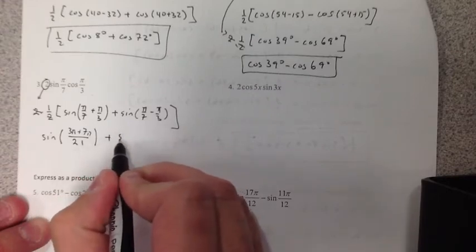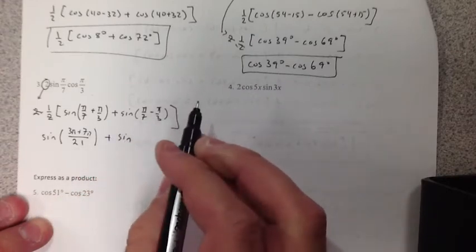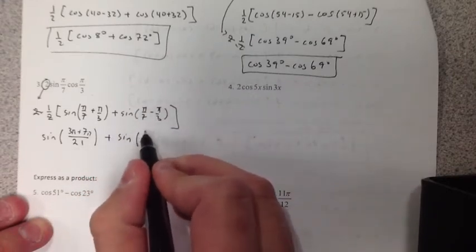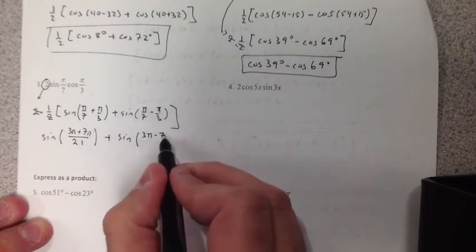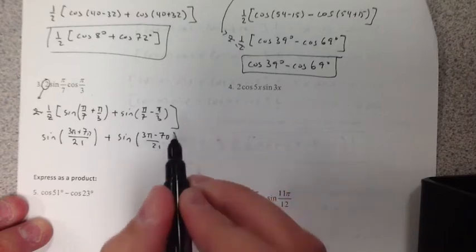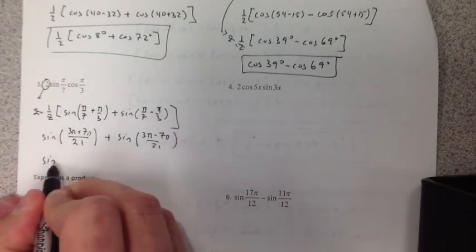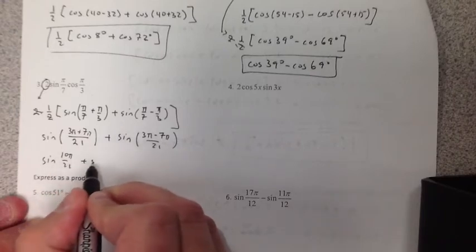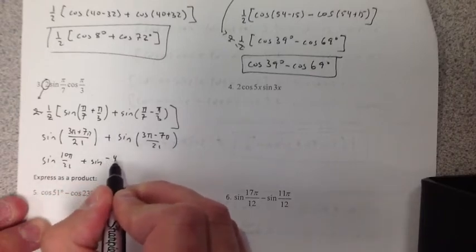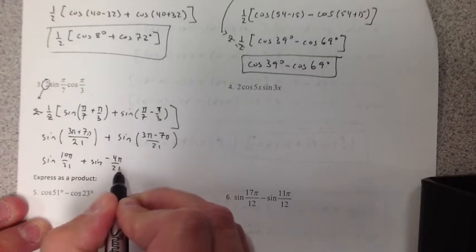Plus, over here, it's the same thing. The sine, and this time, instead of adding, we subtract. 3 pi minus 7 pi over 21. And we just simplify that. Very easy to do. We get 10 pi over 21 plus the sine of negative 4 pi over 21.